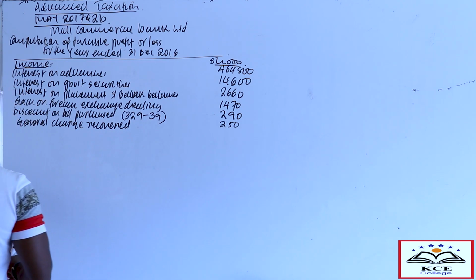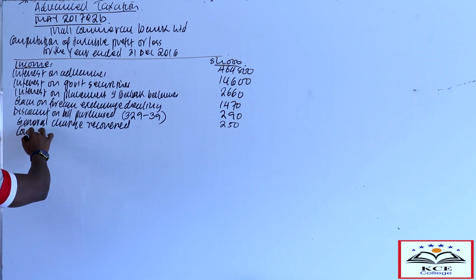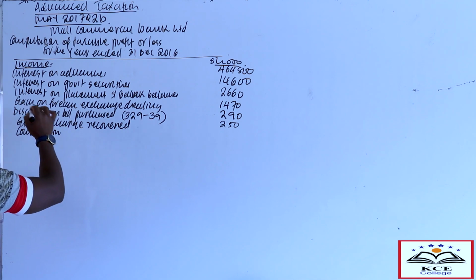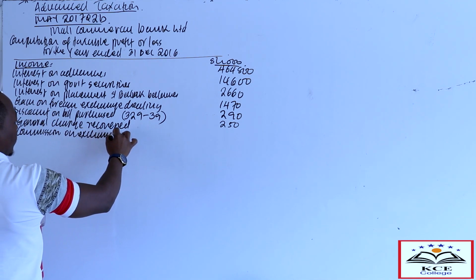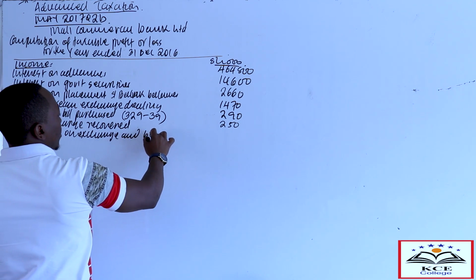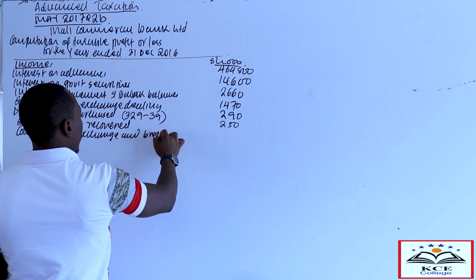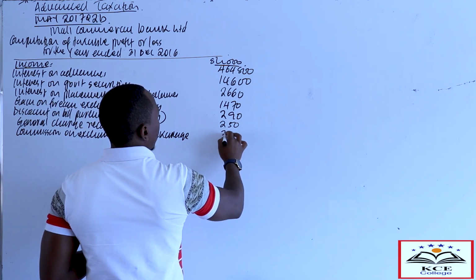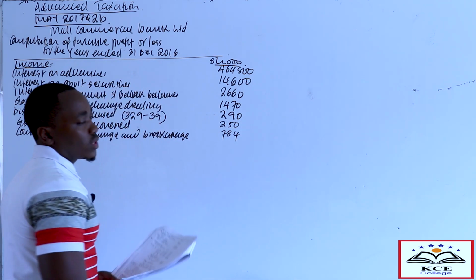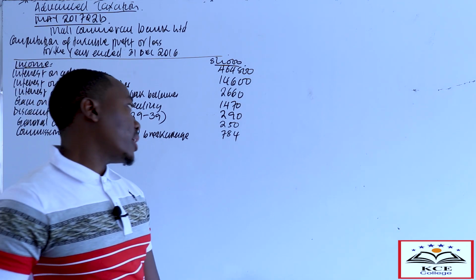Then you had commission on exchange and brokerage, the last item in the trial balance. It's an amount of 784. So those are all the total taxable income.